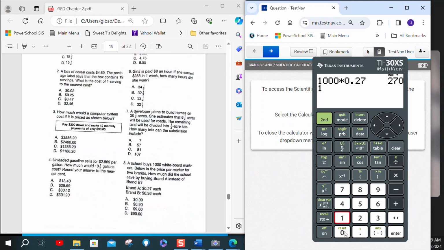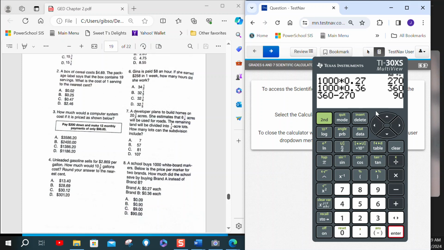Brand B, we'll take 1,000 times 0.36, and that gave us 360. So we could take 360 minus 270, and that gives us 90. So we save $90, which is D.